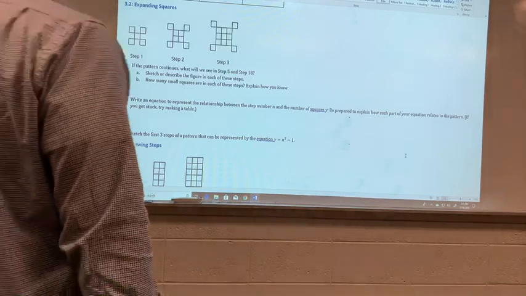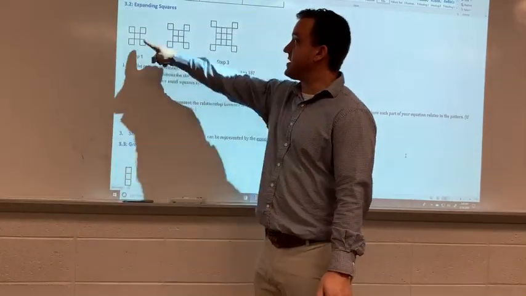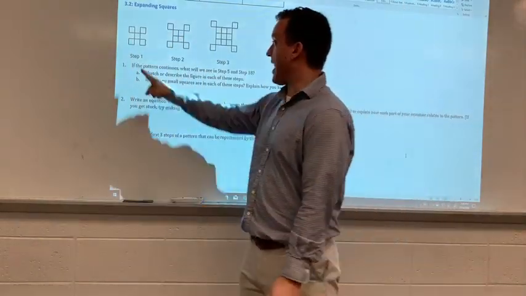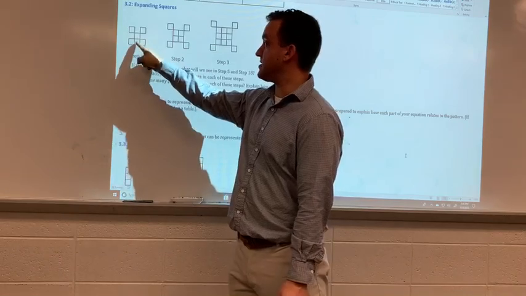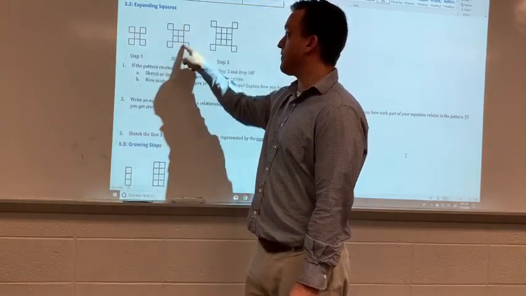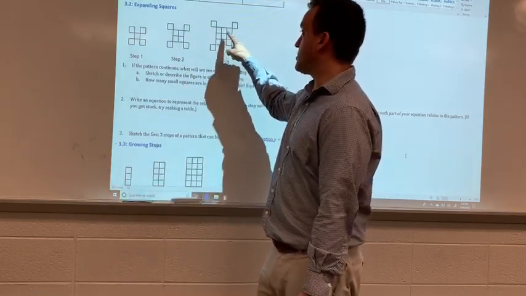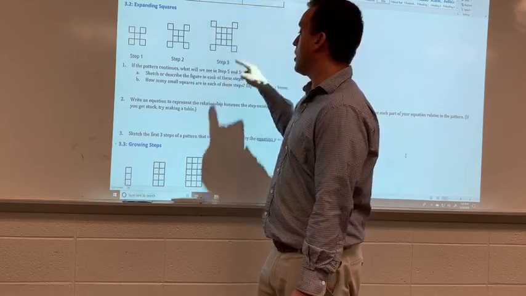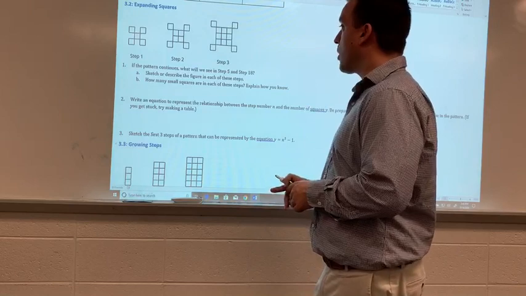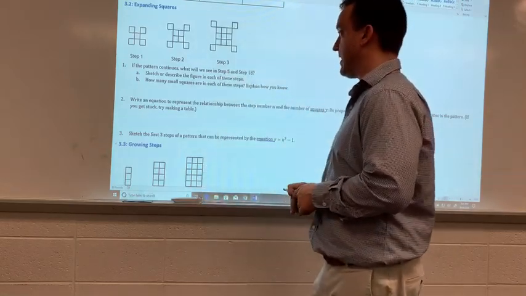Okay, so now we're on lesson 3.2, or part 3.2 of this, and we see expanding squares. In looking at this, we're asked about step 1, where we see 5 squares, and then step 2, I have 4 and another 4, which is 8 squares, and step 3, I see a 3 by 3, which is 9 plus 4 more. That's going to give me a total of 13 squares. We're asked to describe step 5 and step 18.